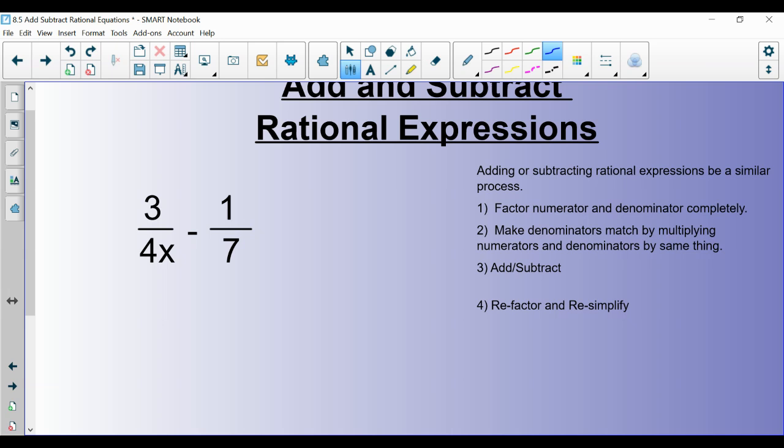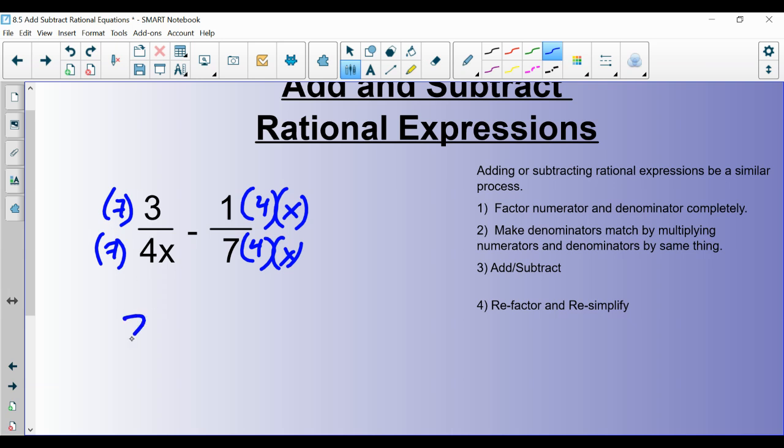If I counted by 4s and I counted by 7s, the smallest number that they would both reach would be 28. So this one over here needs a 4 over 4 to multiply by. And this one is going to need a 7 over 7. The denominator on the left would be 28x, and the denominator on the right would just be 28. So this one also needs an x over x. And now both denominators would be 28x.